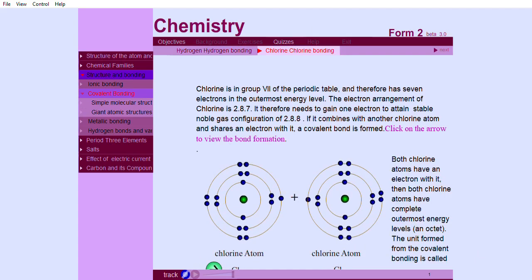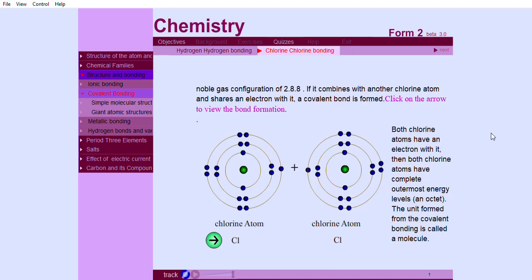Chlorine is in group 7 of the periodic table and therefore has 7 electrons in the outermost energy level. The electron arrangement 2, 8, 7 needs to gain 1 electron to get a complete outermost energy level or octet of 2, 8, 8. If it combines with another chlorine atom and shares an electron with it, a covalent bond is formed. Then both chlorine atoms have complete outermost energy levels or an octet. The unit formed from the covalent bonding is called a molecule.